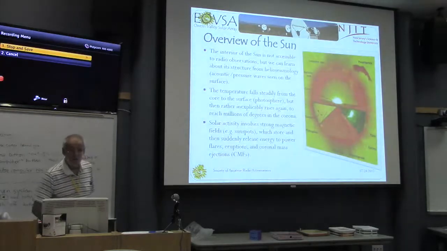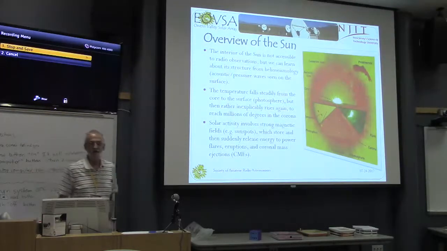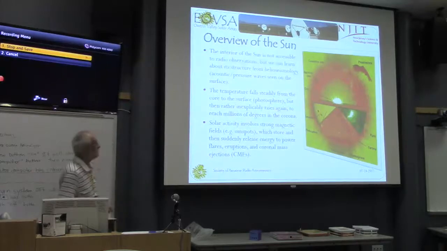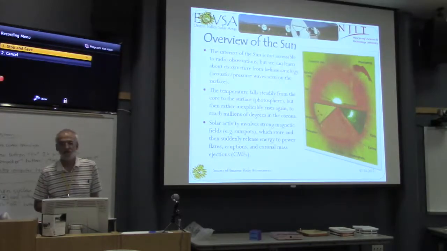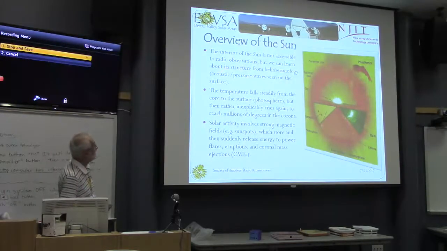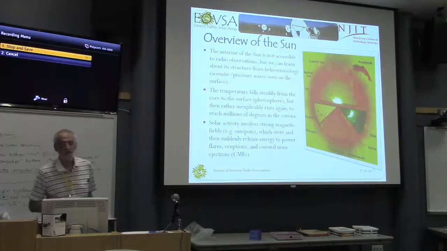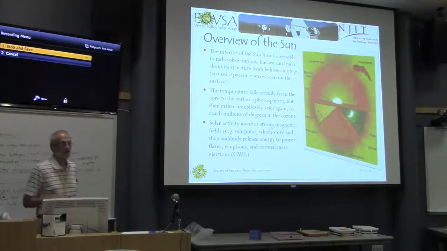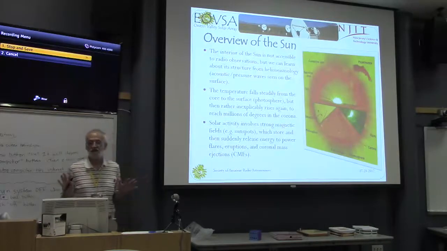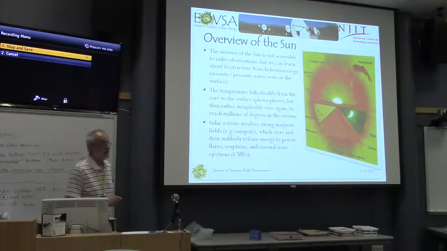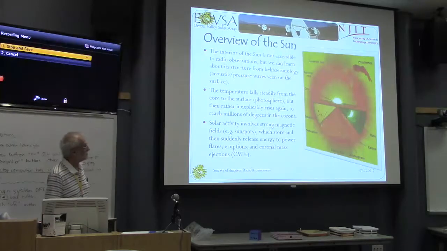So, first of all, the sun. Many of you are quite familiar with what's going on here. I won't talk about the interior. The interior is, of course, not accessible to radio observations directly. We can learn about its structure from helioseismology, which is the study of acoustic pressure waves seen on the surface. And in fact, I'll show you some radio observations of those waves. So you can see those oscillations in the radio, and those tell you something about the interior.